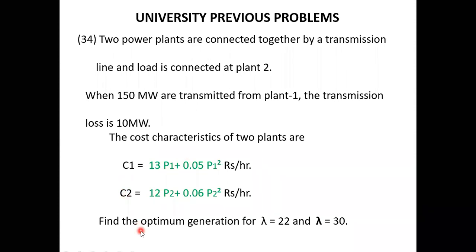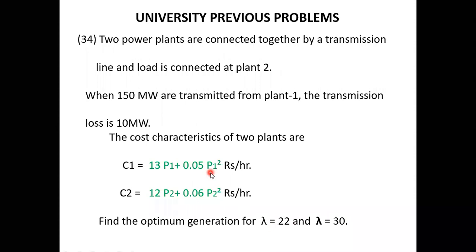Now what they are asking is to find the optimum generation for lambda equals 22 and lambda equals 30. It means here we need to consider both cases. Case 1 is lambda equals 22 and case 2 is lambda equals 30. So first we need to find P1 and P2.